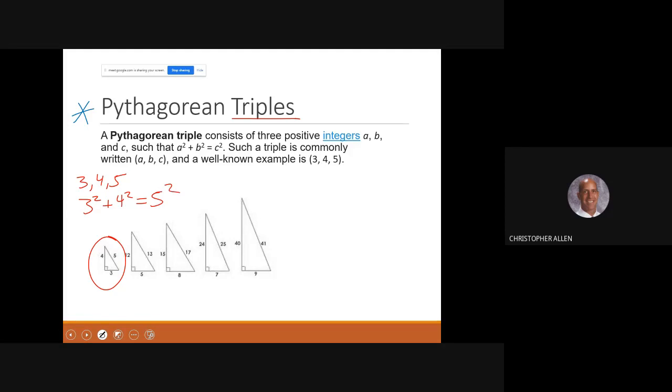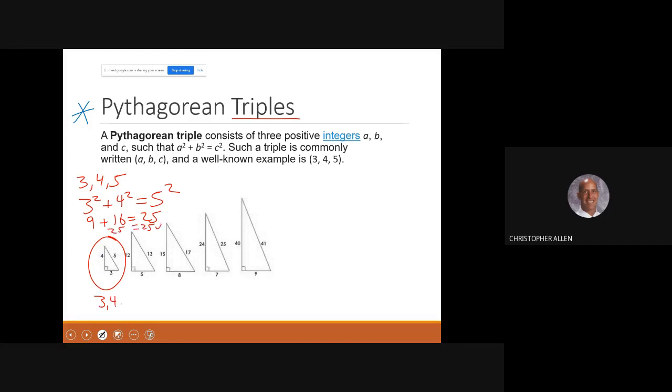It's 5 squared. So 3, 4, 5 satisfy the Pythagorean theorem. Let's just double check that. What's 3 squared? Well, it's 9. What's 4 squared? It's 16. What's 5 squared? It's 25. Does 9 plus 16 equal 25? Of course it does, right?